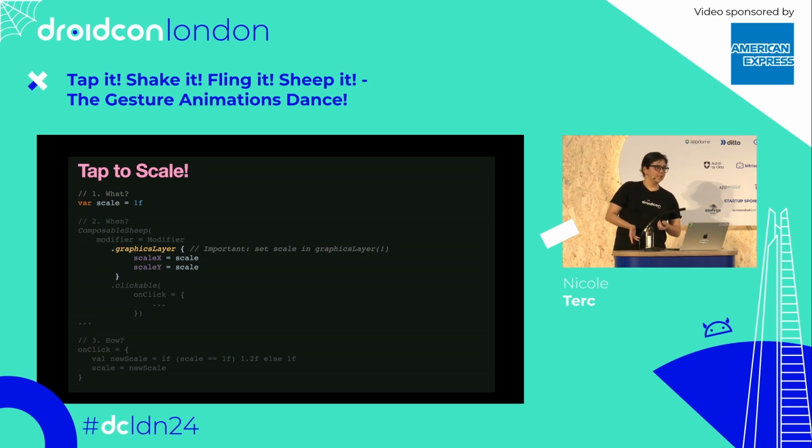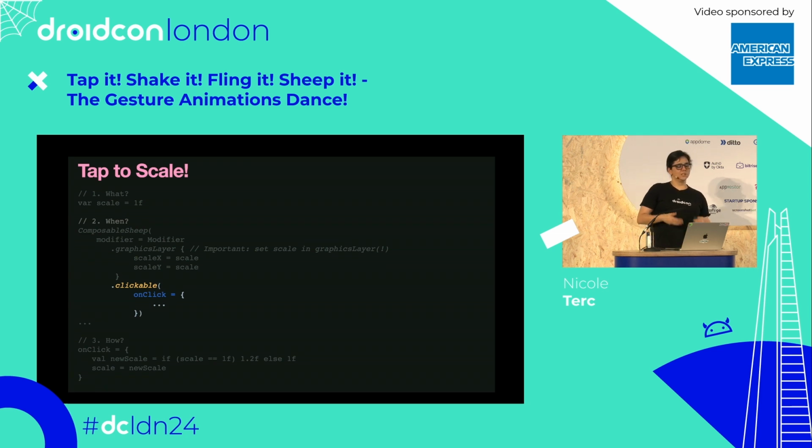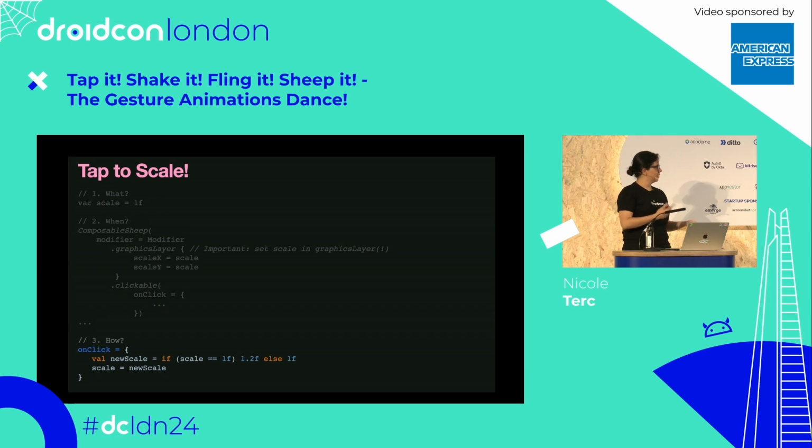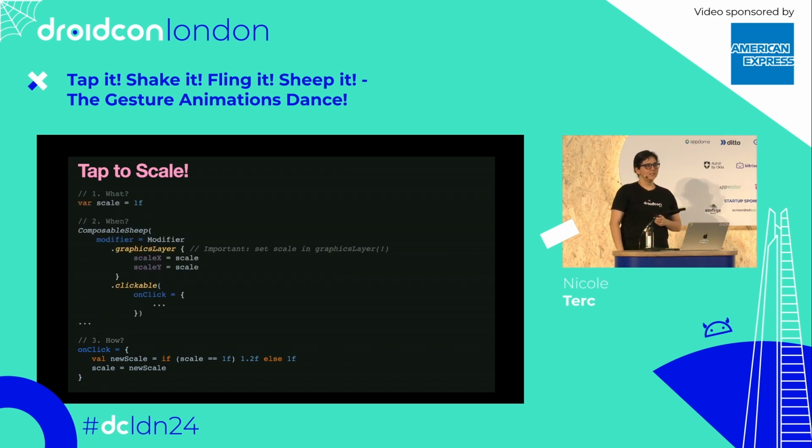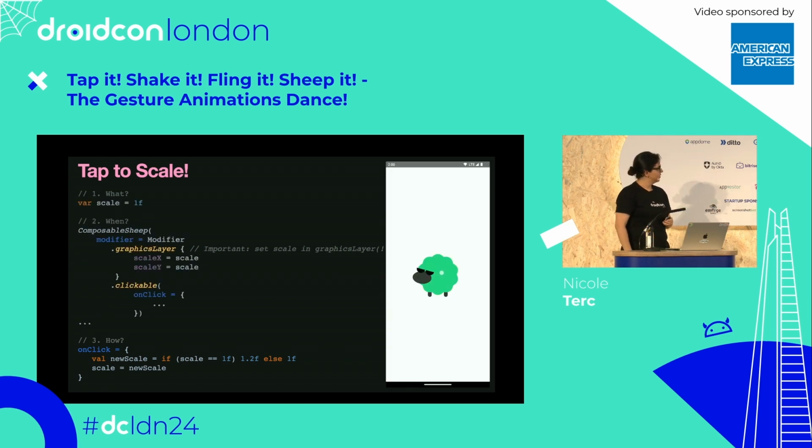Once you define the scale of the chip, the next step is, since we're going to be tapping on the chip to change things, we're going to just add a clickable modifier, and on that click, whenever someone clicks on it, we're just going to toggle the scale and change it. That's it, right? I hope nothing here is too surprising to anybody. And with this, we already have a tap-to-scale chip.